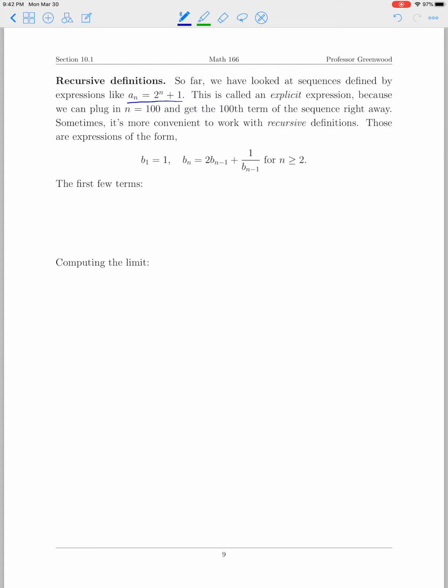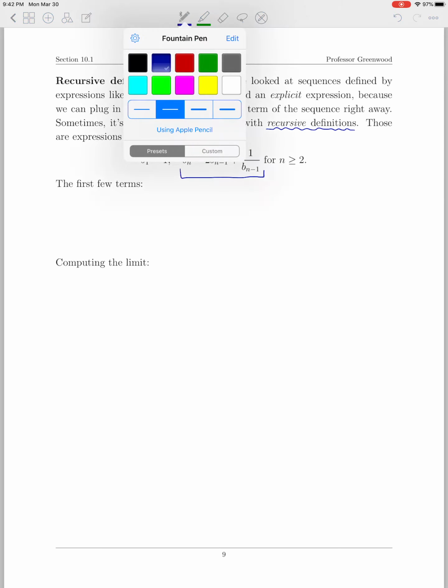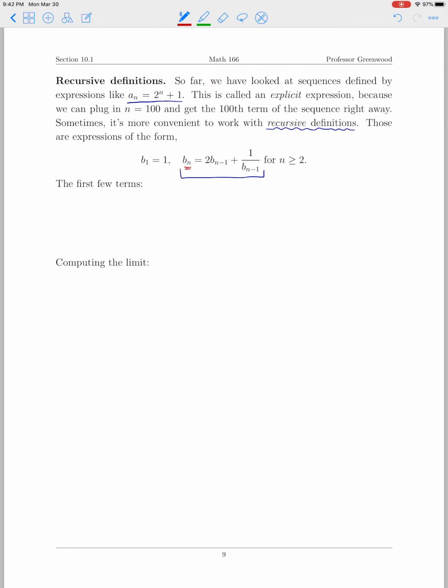But there's another way that we could talk about sequences, and that's through a recursive definition. A recursive definition relates the terms in a sequence to each other. So for example, we could look at this recursive definition where we're saying that b sub n is equal to 2b sub n minus 1 plus 1 over b sub n minus 1. The point is that this is relating the nth term in my sequence to the previous term. And so we could use this to figure out what the next term in my sequence is based on the previous one. In order to have a complete recursive definition, we're always going to need what's called an initial condition, which just tells you how the sequence starts.